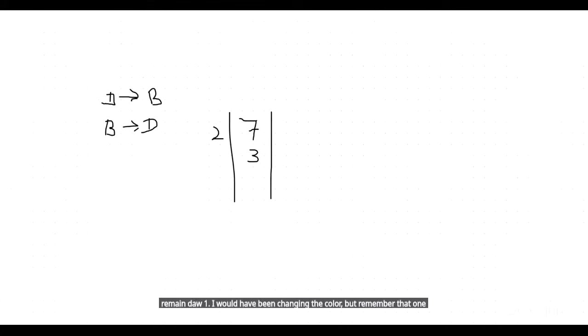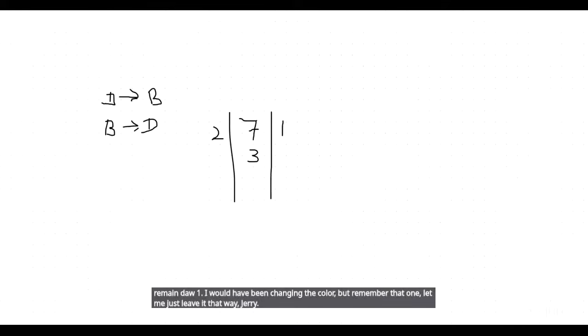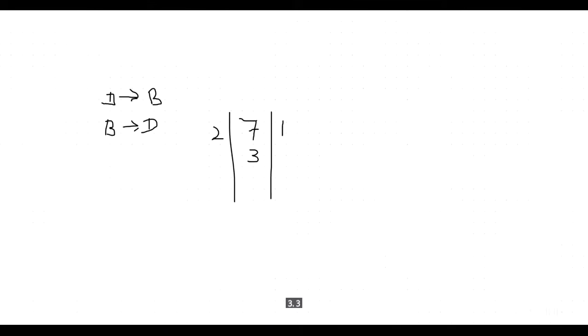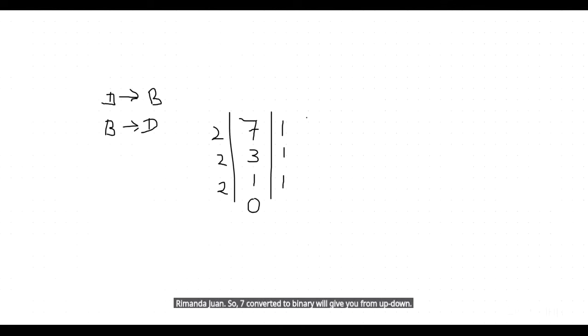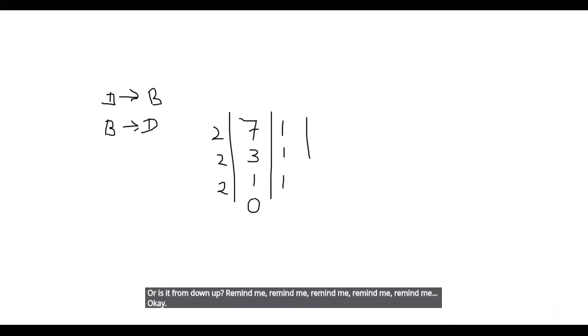I would have been changing the color, but let me just leave it that way. 3, you put 2 again. 3 divided by 2 is 1, remainder 1. You put 2 again. 1 divided by 2, you will not get any whole number. So 0, remainder 1. So 7 converted to binary will give you from up down, or is it from down up? Remind me. Okay, it's from down up.